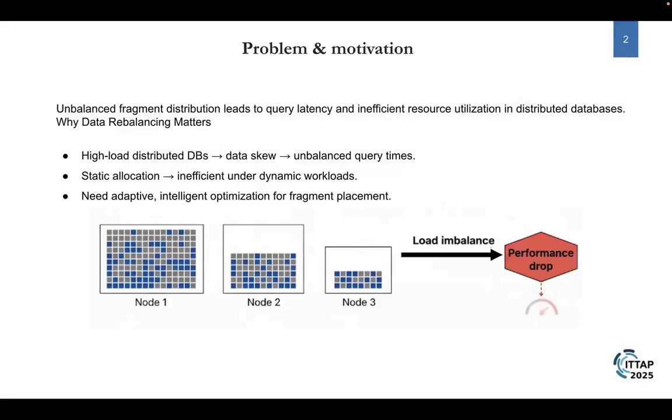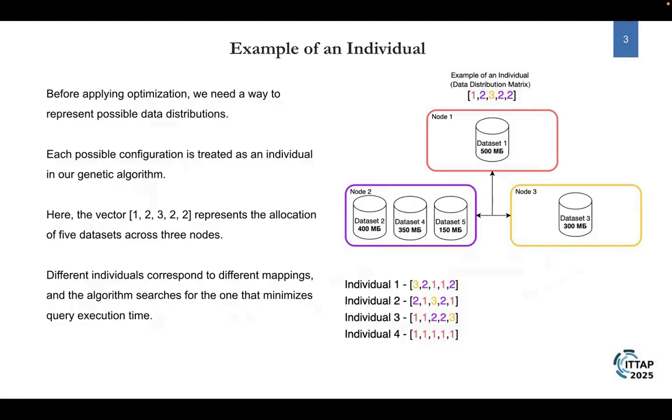Therefore, we propose a smart and adaptive approach that continuously analyzes the load and optimizes fragment placement to maintain balance and efficiency. Example of an individual. Before applying optimization, we need to represent possible data distributions. Each configuration of fragment placement is treated as an individual in our genetic algorithm.